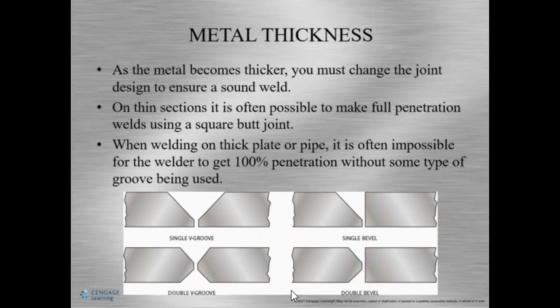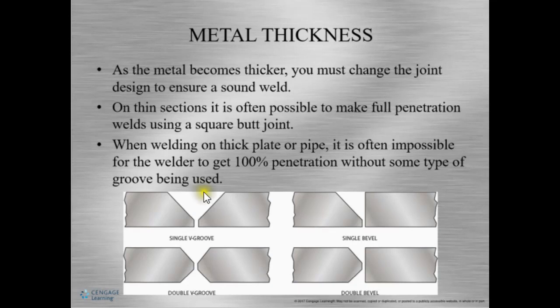Thickness of material can change the type of joint that may be used. Edge preparation is used on thicker materials to ensure that the weld goes all the way through the joint. This is called complete joint penetration, CJP. So here are some of the different types of edge preparation you may see.